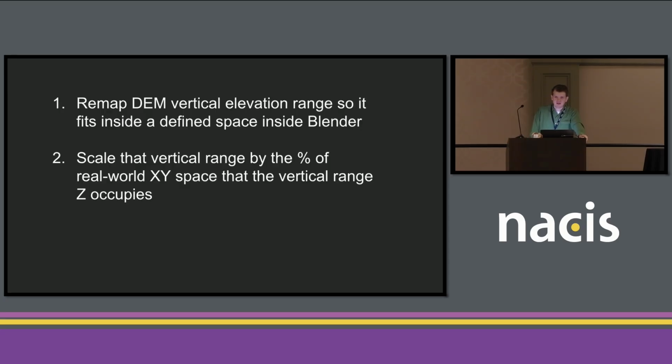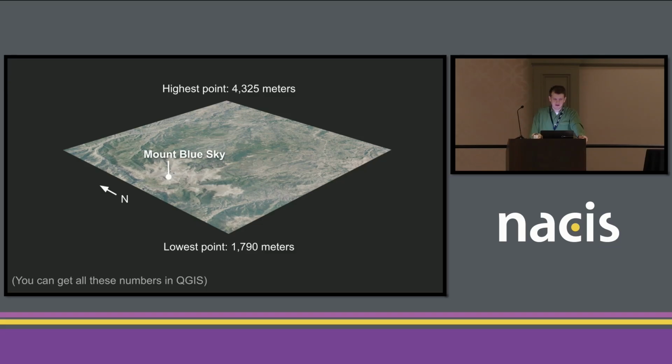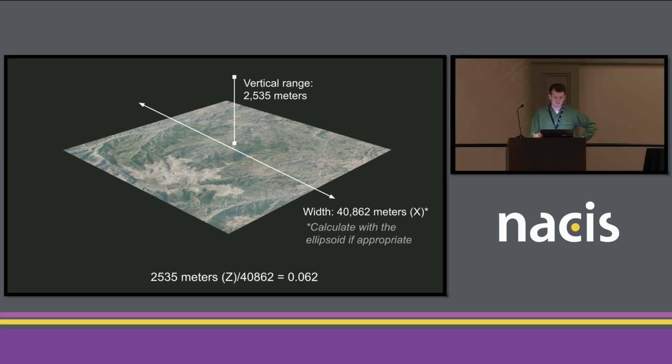But what does that 2 meters in Blender correlate to in reality? And then what percentage of that real distance is our elevation range? So I happen to know that this area I cut out in QGIS is about 40,000 meters wide at its lowest point, and its lowest point is 1,790 meters, and its highest is 4,325 meters. If we take the difference between those two, we get 2,535 meters of vertical range.